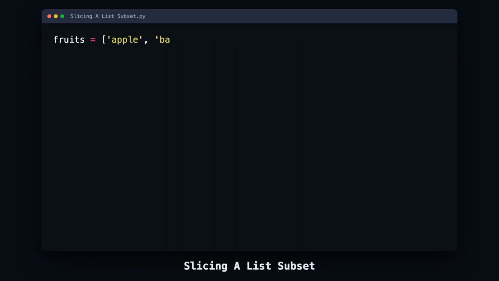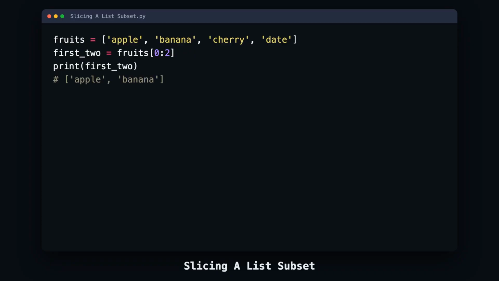To work with a specific group of items in a list, create a slice by specifying start and stop indexes separated by a colon. We create a slice starting at index 0 and stopping at index 2 to grab 2 elements. A common mistake is thinking the slice includes the stop index, but Python stops right before it. This code extracts a new smaller list and prints it. Slices are incredibly useful for managing data.